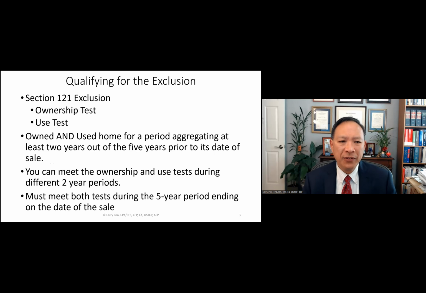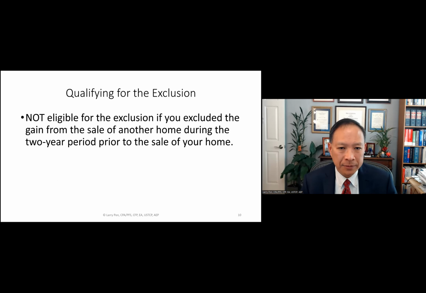Let's talk about qualifying for the exclusion. It's the Section 121 exclusion. There are two very important tests, the ownership test and the use test. You have to own and use the property for a period aggregating to at least 2 years out of 5 years prior to its date of sale. You can meet this ownership and use test during different 2-year periods. It doesn't have to be the exact same time, and that happens. You must meet both tests though during the 5-year period ending on the date of sale. So 2 out of 5 years, you have to own and use the home as your principal residence.